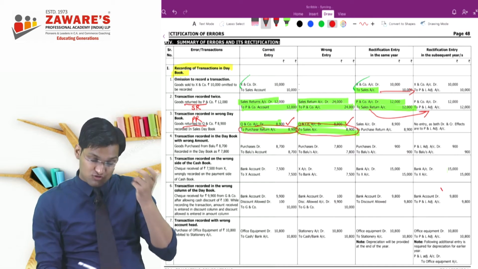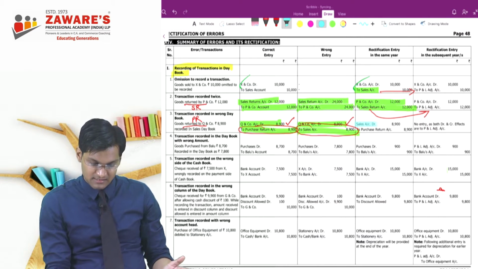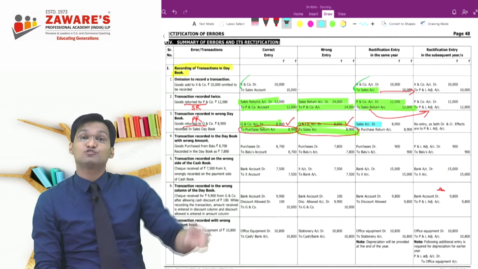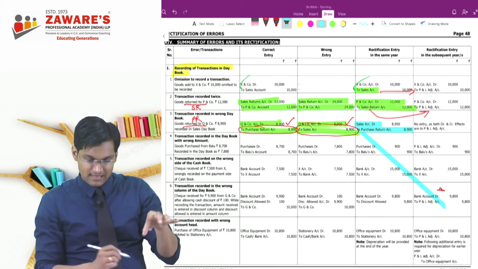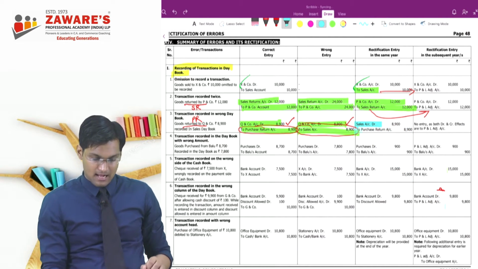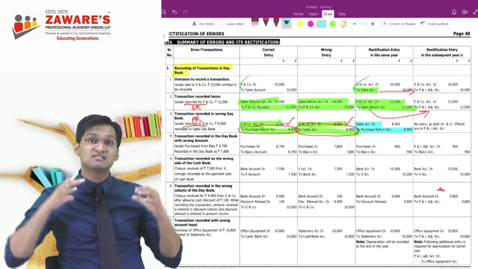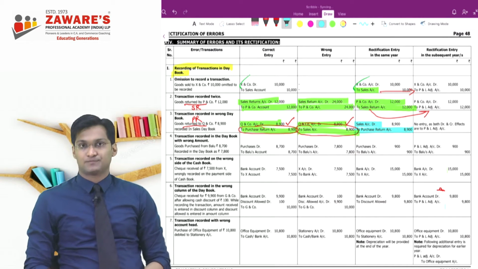सेल्स अकाउंट which is wrongly credited will be now debited. प्लीज अंडरस्टैंड. And purchase return account which should have been actually credited will now actually get credited. Are you understanding? And accordingly, your rectification entry, if the error is rectified in the same year, becomes sales account debit to purchase return account.